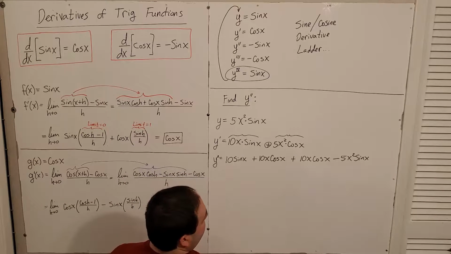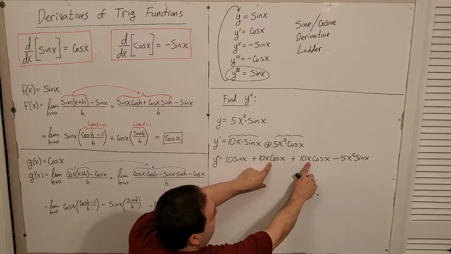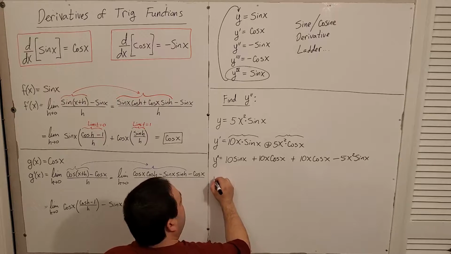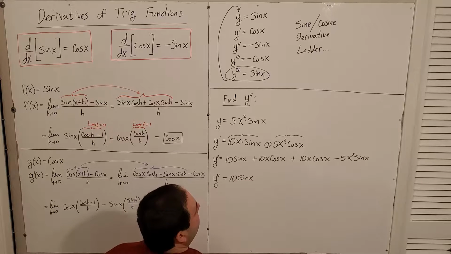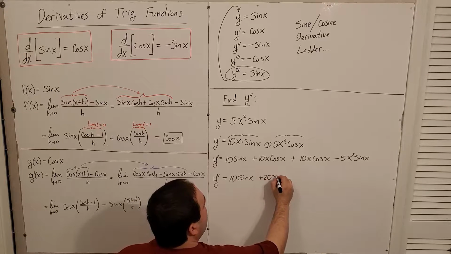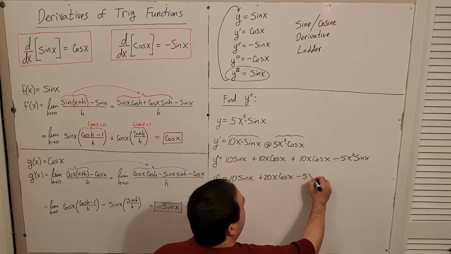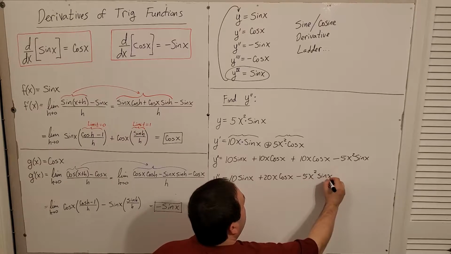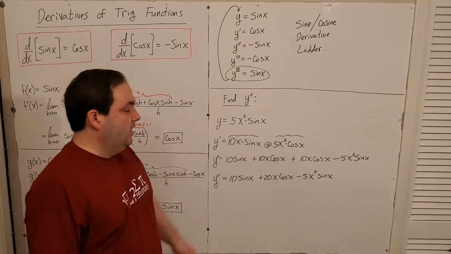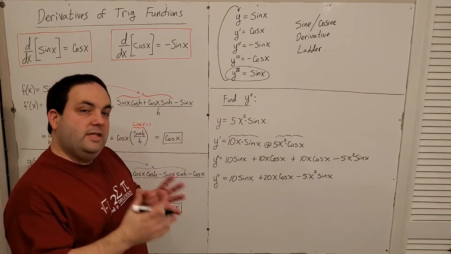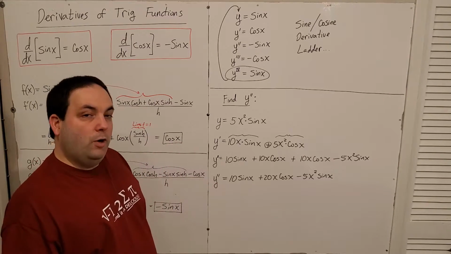Any like terms in there? Right here, see, x cosine x, 10 plus 10. So final answer, I've got 10 sine x plus 20x cosine x minus 5x squared sine x. And there's my second derivative on that one. So there's an example of using sine and cosine derivatives in our normal everyday functions that we might run into.